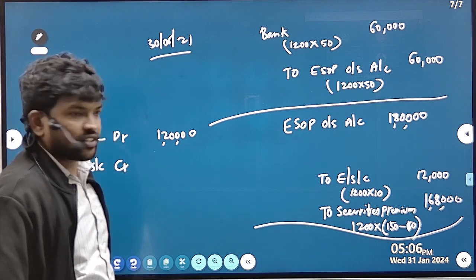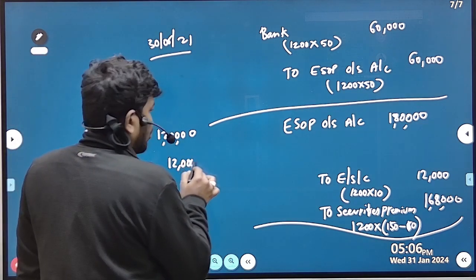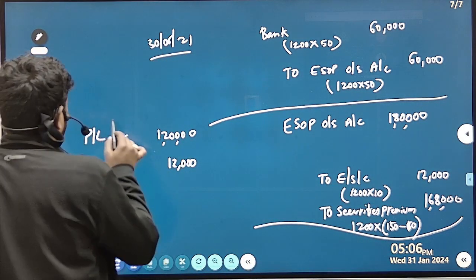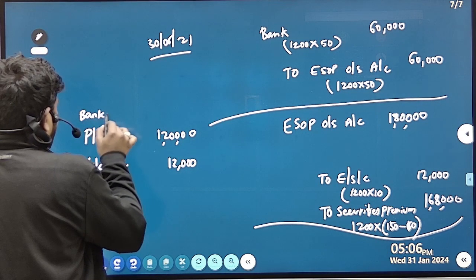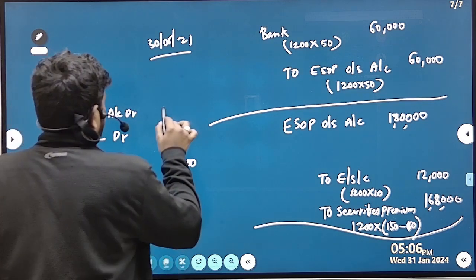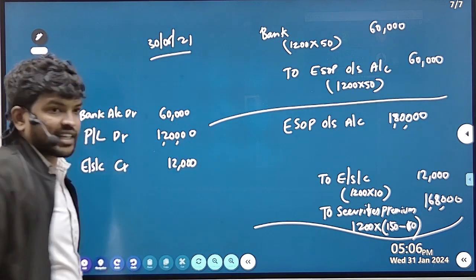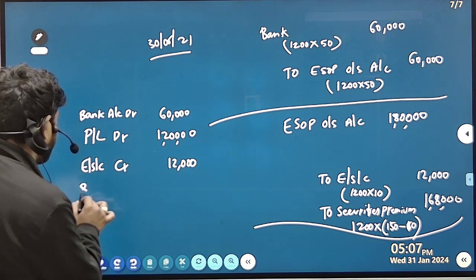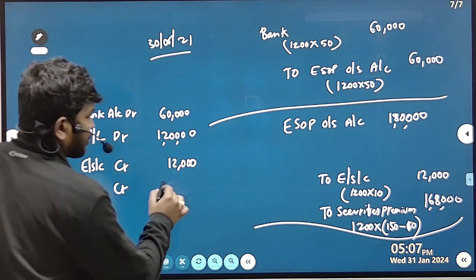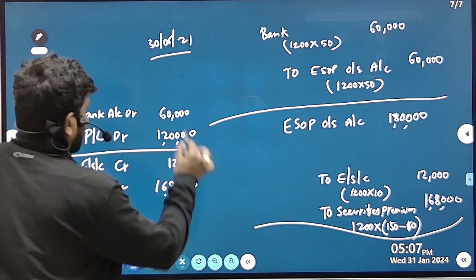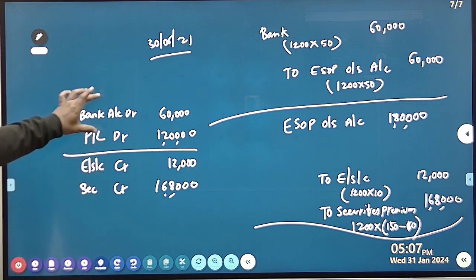इक्विटी शेयर कैपिटल क्रेडिट कितना हुआ? 12,000 हियर. हाँ, बैंक अकाउंट में डेबिट कितना हुआ? 60,000. बाकी क्रेडिट कहाँ गया था? सिक्योरिटीज प्रीमियम. सिक्योरिटीज प्रीमियम क्रेडिट कितना है? 1,68,000. देखो 1,80,000 डेबिट, 1,80,000 क्रेडिट.